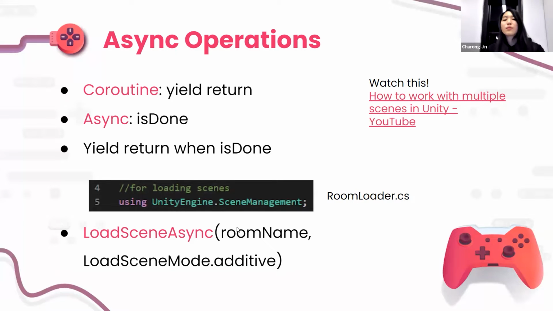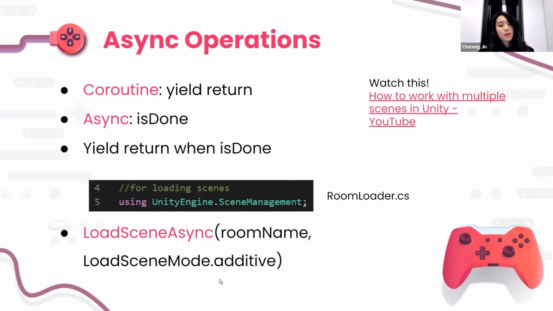And we also need to use the library scene management for this. And the async function we're going to use is called load scene async. It takes two parameters that we need. The first is room name, which is synonymous to scene name, because again, our rooms are going to be the three scenes: start, empty, and end. And then the second parameter is load scene mode dot additive.